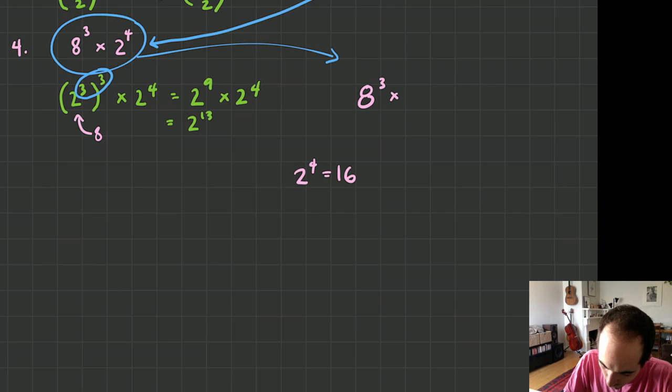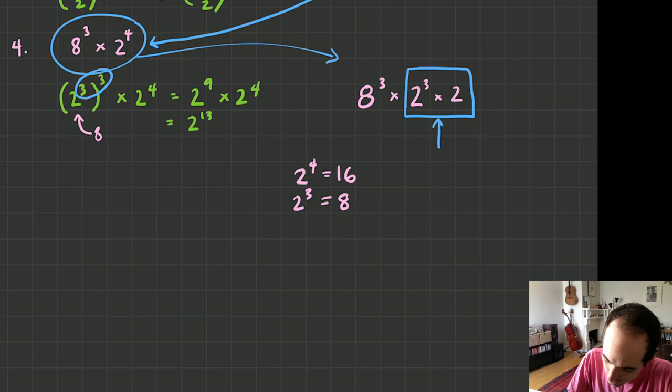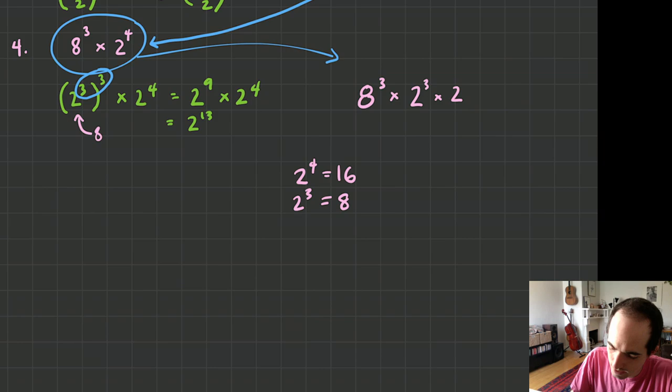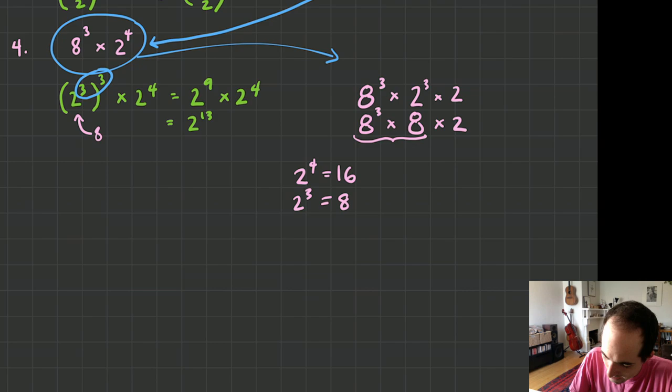So you could do something like this. You could do 2 to the power of 3 times 2, right? Because that's what 2 to the power of 4 is: 2 to the power of 3 times 2 to the power of 1. I'm just going to erase this to leave some space. When you did that, you'd notice this is 8 times 2, and this is supposed to be 8 to the 3. So 8 to the power of 3 times 8, that's 8 to the power of 4. But then you also have this 2 left over, so you can't really get rid of that 2.